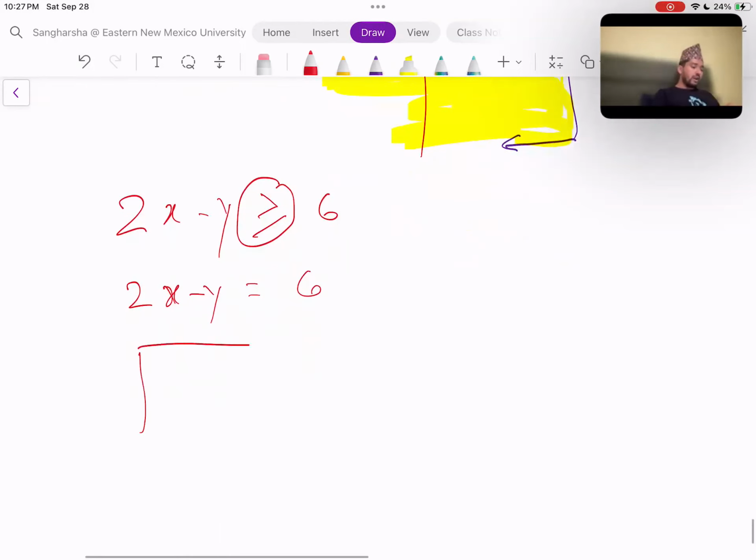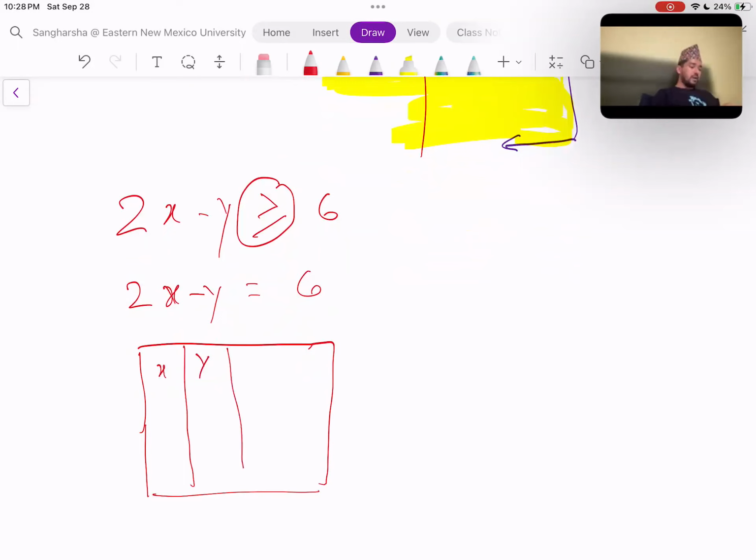To draw a graph, we need points. So we have x, we find y, and we get (x, y). You can choose any number for x; it really doesn't matter. I want to choose 0 for x. If your x is 0, what will be your y? If you substitute x equals 0, 2 times 0 is 0, and 0 minus y is minus y equals 6. So we get y equals -6, so we have the point (0, -6).